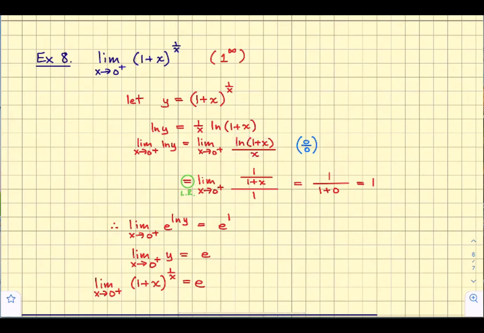Now, if you stare at this, this is a fraction and the numerator is going to 0. This is the ln of 1 plus 0, which is the ln of 1, which is 0.